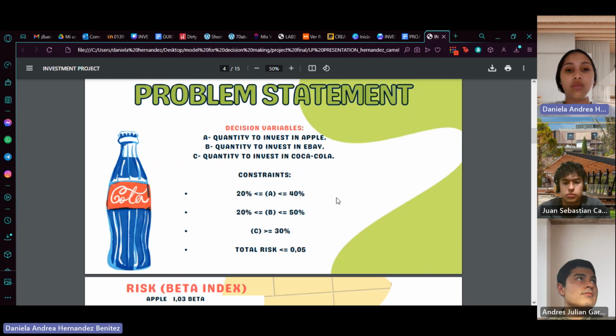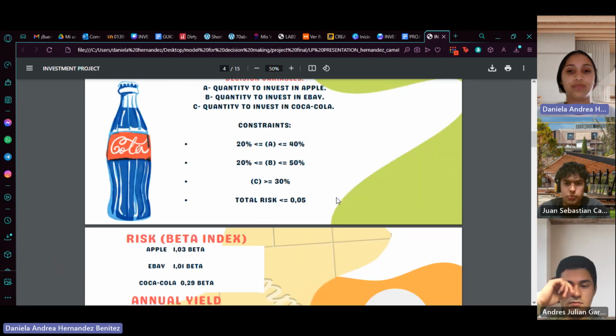The constraints are going to be that BlackRock should invest in company A more than 20% and less than 40%, in company B more than 20% and less than 50%, and in company C more than 30%. Additionally, the risk of investing in these three companies should be less than 0.05 or 5%.